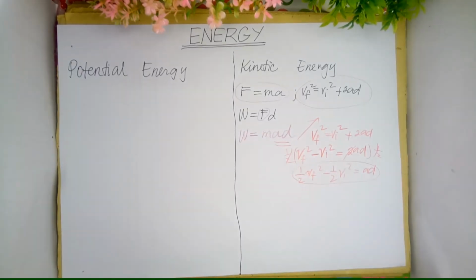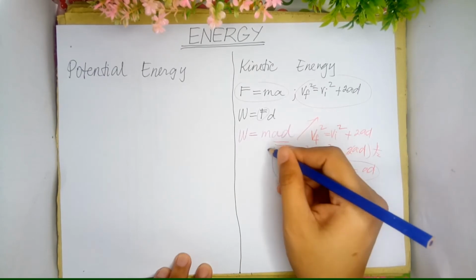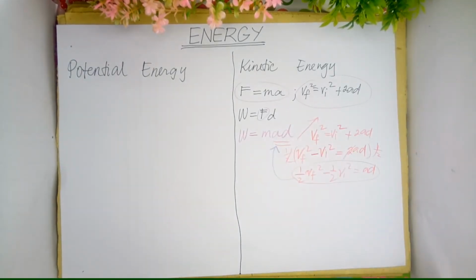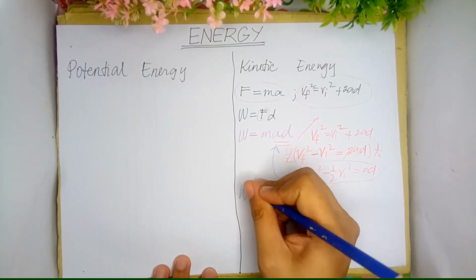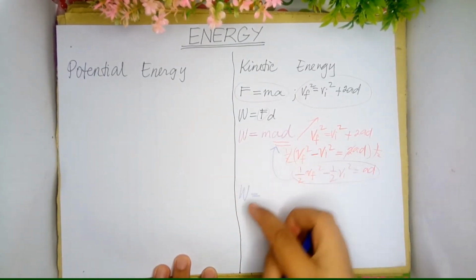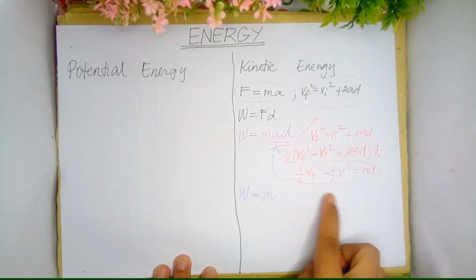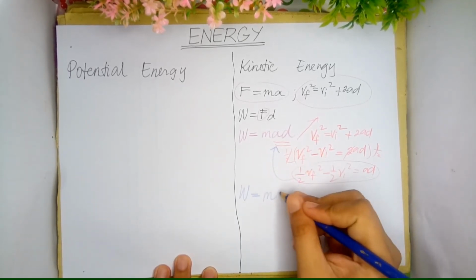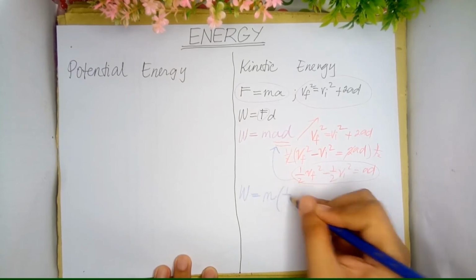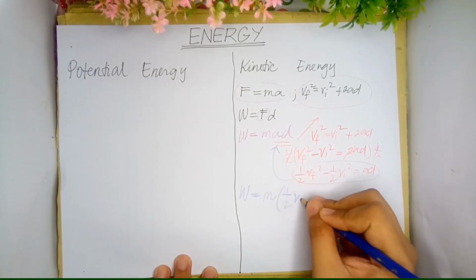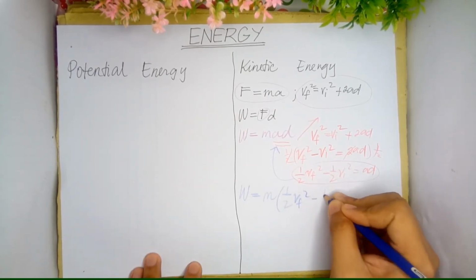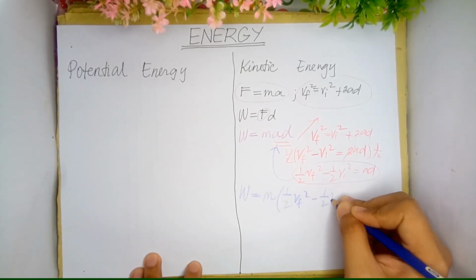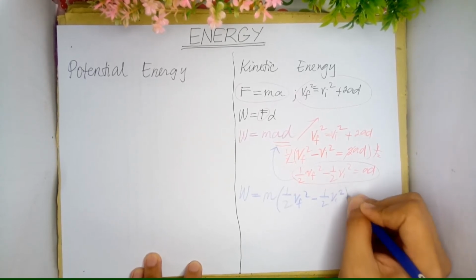Now we can use this and substitute the value in this formula of work. So we will have the final formula for our work. So mass times AD is equal to half of square of final velocity minus half of square of initial velocity.